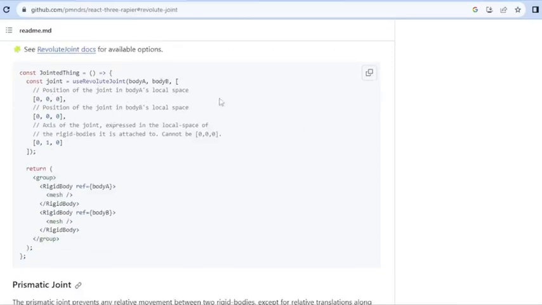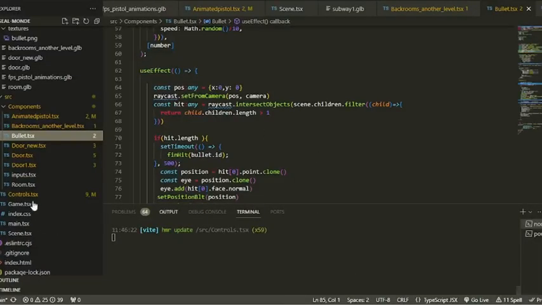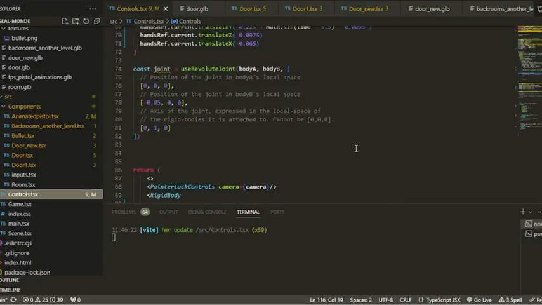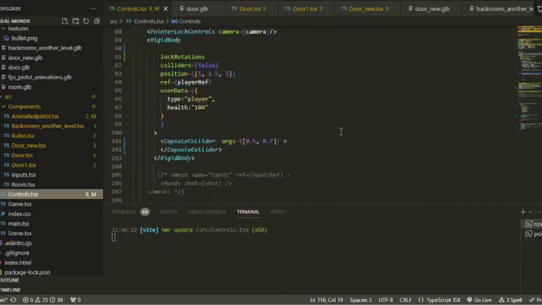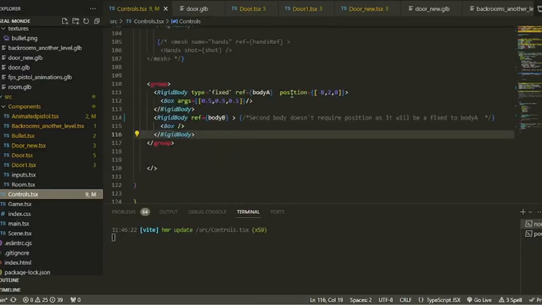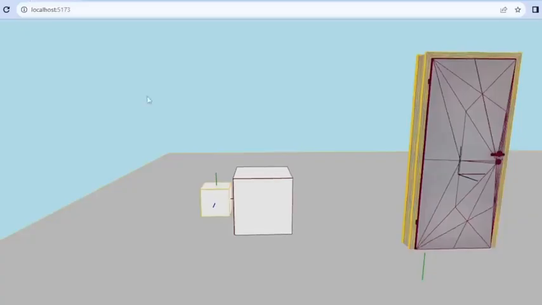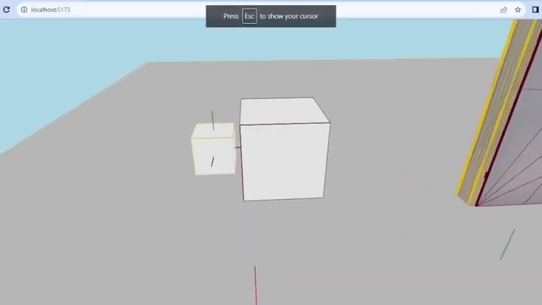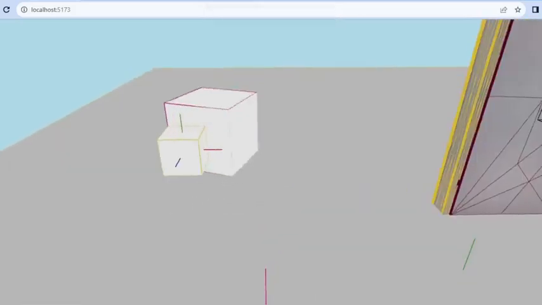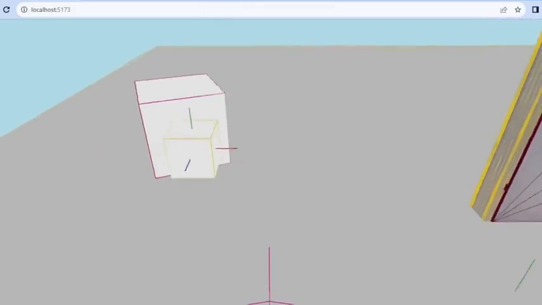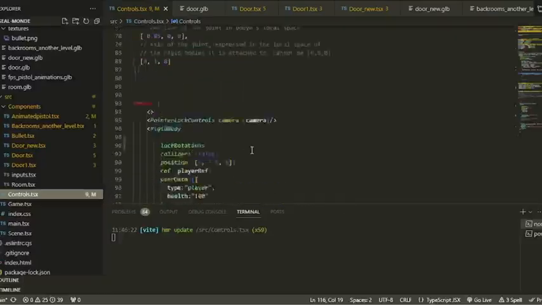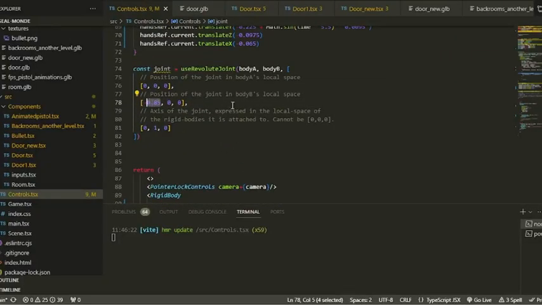It's actually pretty easy, as you can see. You just use the hook, so you use Revolute joints, and I had to use a Revolute joint because, in my understanding, that's what I would have to use for a hinge in order to make a door. I just straight out copied the documentation, and you just get two rigid bodies, and then you use a ref hook and play around with the position, and you get something that looks like this. One rigid body is fixed, and the other one is dynamic, and the dynamic one turns around the fixed one like a normal hinge would.